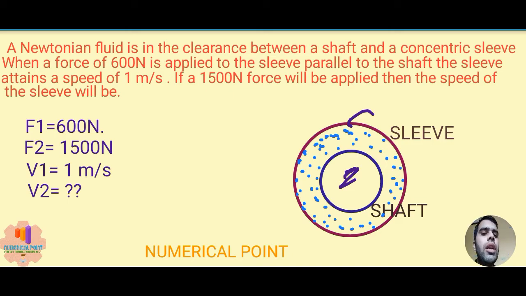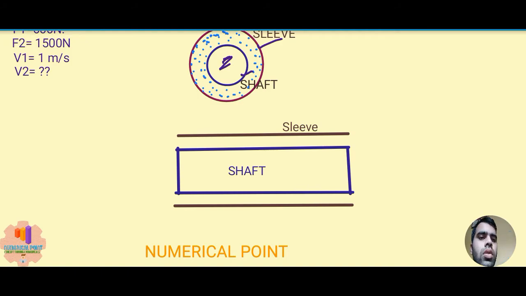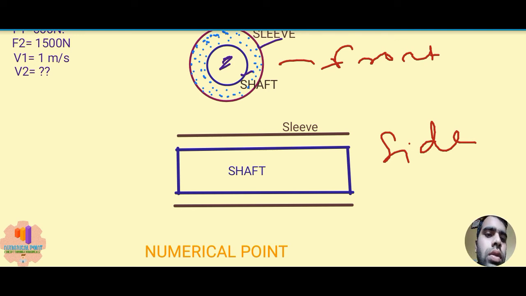If a 1500 Newton force is applied, then the speed of the sleeve will be dash. So this is the sleeve, this is the shaft. I am showing you another view of this. This is the front view and this is the side view. Here this is the shaft, its surrounding is the sleeve, and here the oil is there, surrounding the shaft.